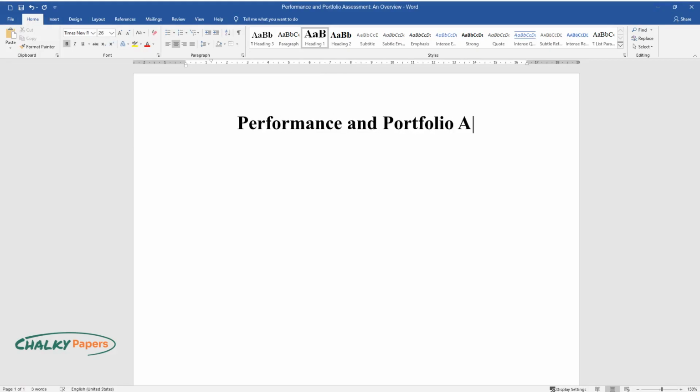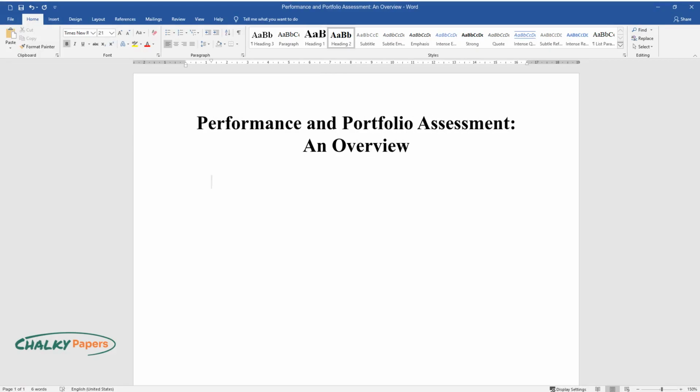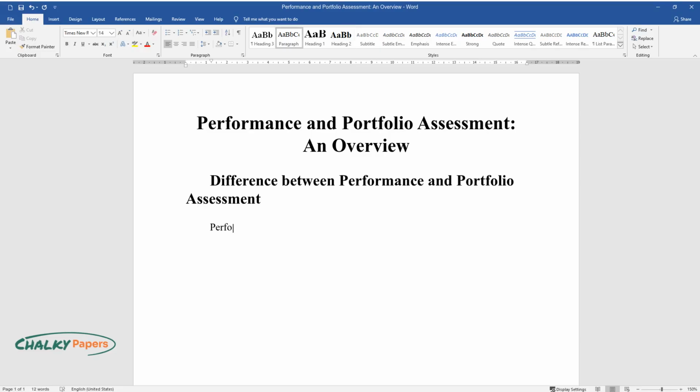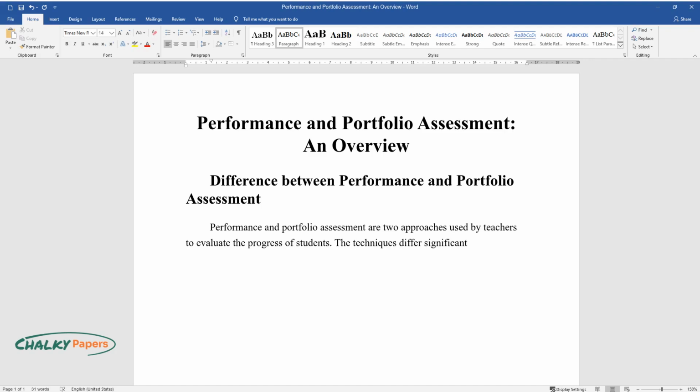Performance and portfolio assessment: an overview. Difference between performance and portfolio assessment. Performance and portfolio assessment are two approaches used by teachers to evaluate the progress of students. The techniques differ significantly, ranging in their application to outcomes.